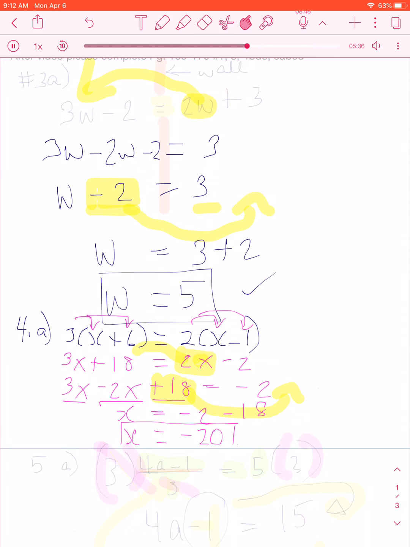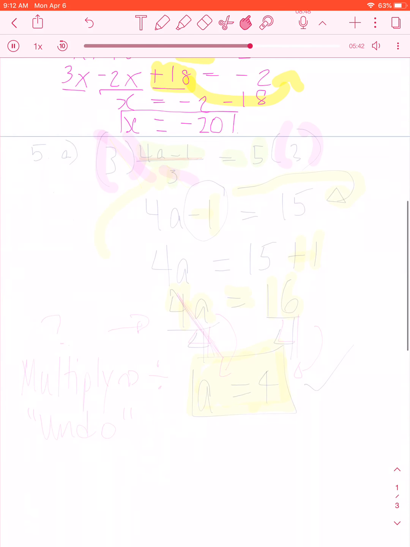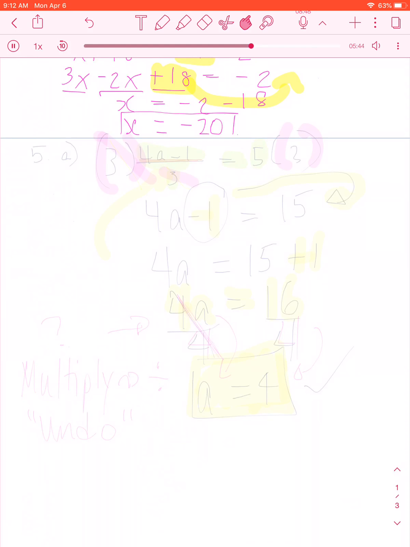Okay. Now the last step I'll go over with you guys will actually be one that deals with a fraction. So I'm just going to reset stuff on the left side. So this is actually 5a on page 170. And how the question starts is we have 4a minus 1 divided by 3 is equal to 5.